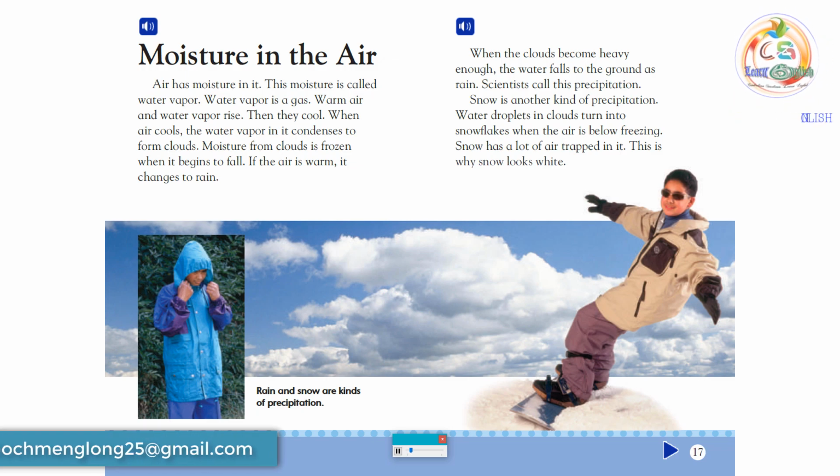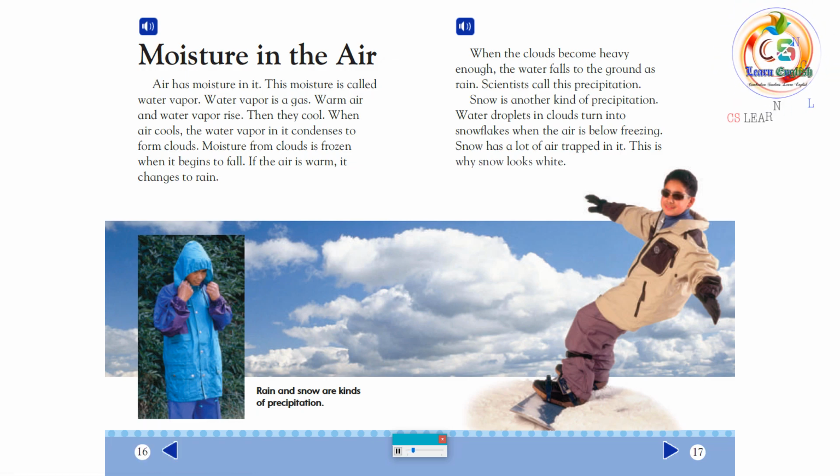Moisture in the air. Air has moisture in it. This moisture is called water vapor. Water vapor is a gas. Warm air and water vapor rise. Then they cool. When air cools, the water vapor in it condenses to form clouds. Moisture from clouds is frozen when it begins to fall. If the air is warm, it changes to rain.